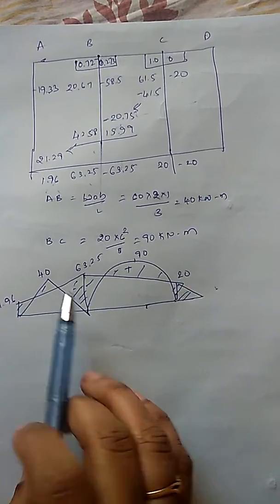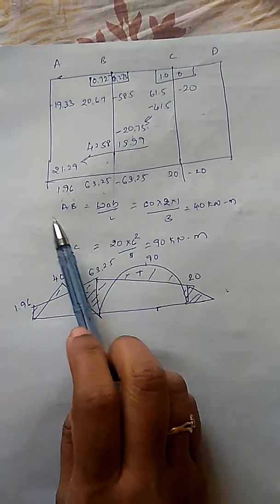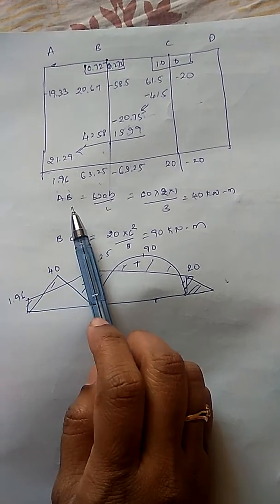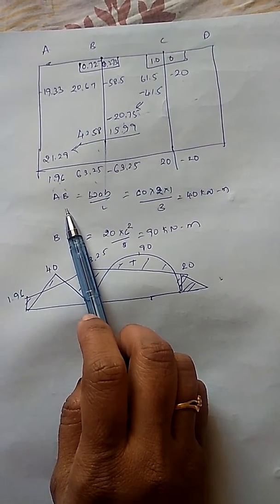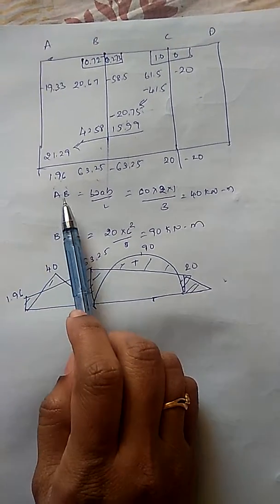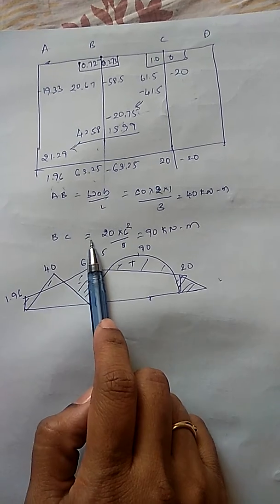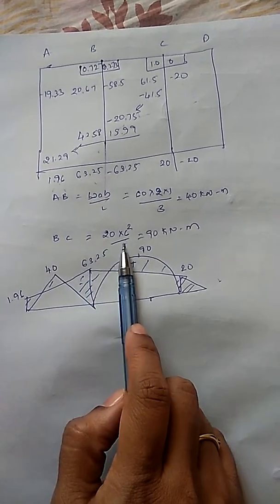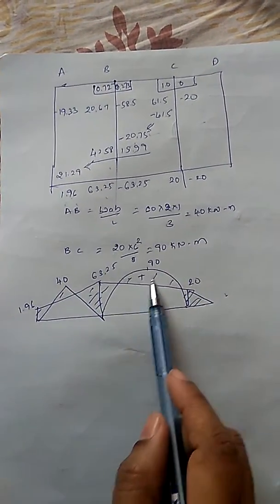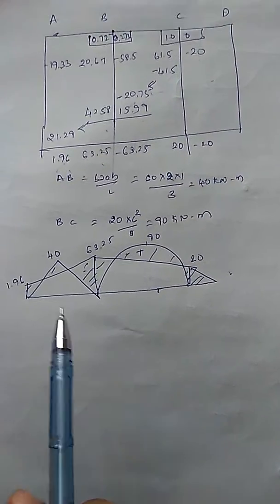As you know, the free moment diagram in AB is a triangle, with maximum ordinate under the load, and its value is given by W a b by L. Similarly, with BC, it is a symmetrical parabola, and the maximum ordinate is given by W L square by 8. So we got 90 kilonewton meter.